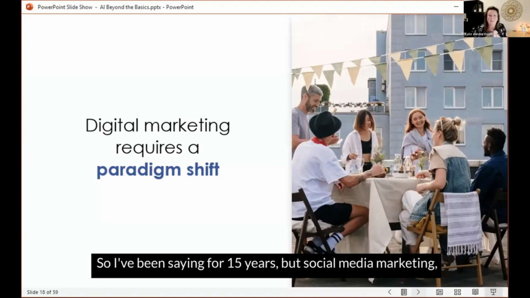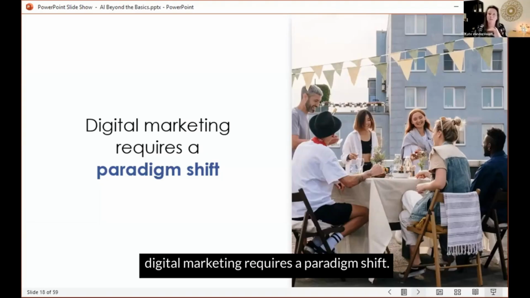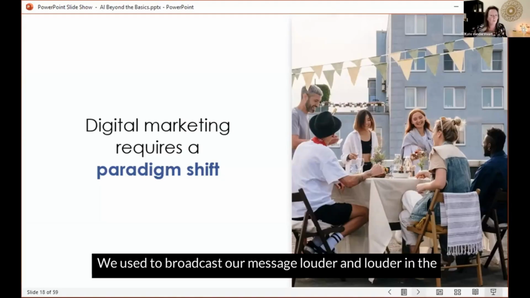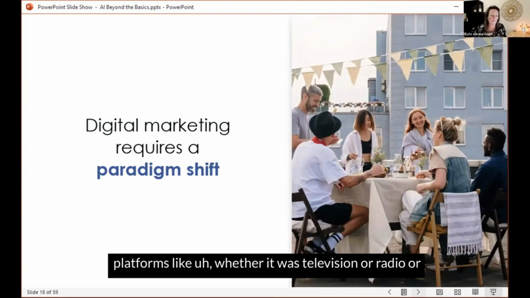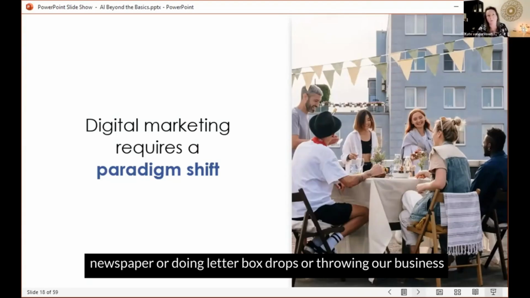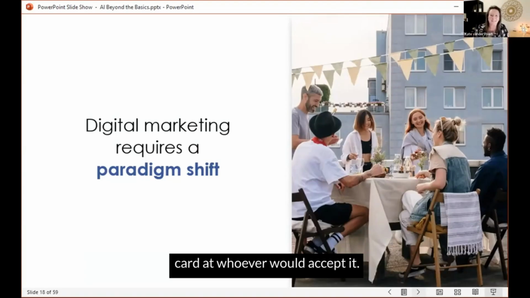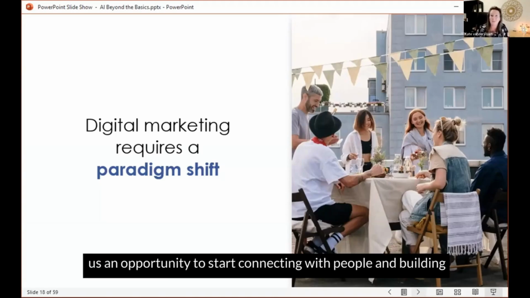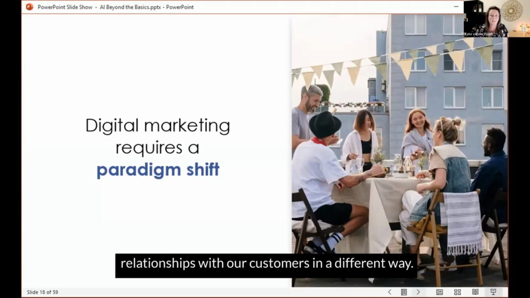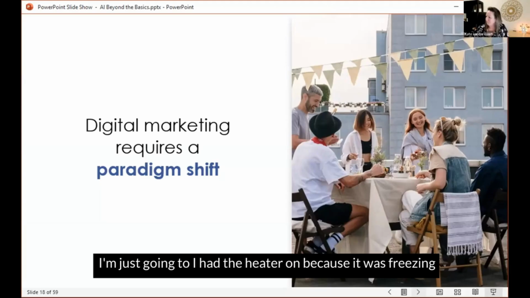So I've been saying for 15 years that social media marketing, digital marketing requires a paradigm shift. We used to broadcast our message louder and louder in the hope that people would hear it on traditional platforms like television or radio or newspaper or doing letterbox drops or throwing our business card at whoever would accept it. And social media really turned all of that on its head and gave us an opportunity to start connecting with people and building relationships with our customers in a different way.